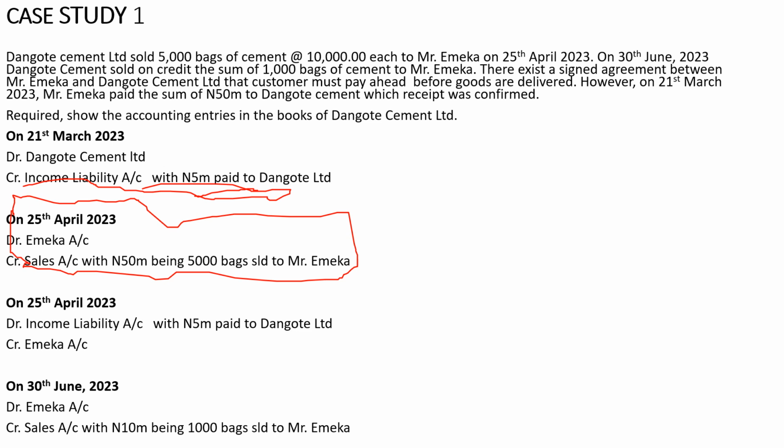Now, on the 25th, based on the fact that they've received the payment, on the 25th of April, Dangote Cement Limited supplied the 5,000 bags, which cost 10,000 naira each, which is 50 million naira. Sorry, my apologies. This is meant to be 50 million, not 5 million. My apologies. This is meant to be 50 million naira. My deepest apologies.